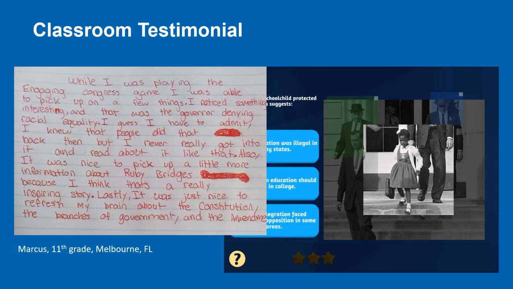The part that I thought was really powerful is how she said, but I never really got into it. And now, through this kind of interactive experience, being able to zoom in on the picture and learn more, she got into it. And that's what we want for our students. And we're never upset if they say they were glad to review the branches of government, because this is an 11th grade student. Next slide.